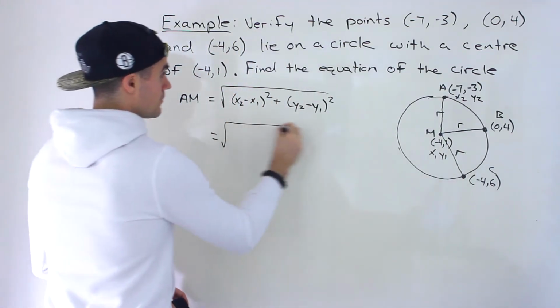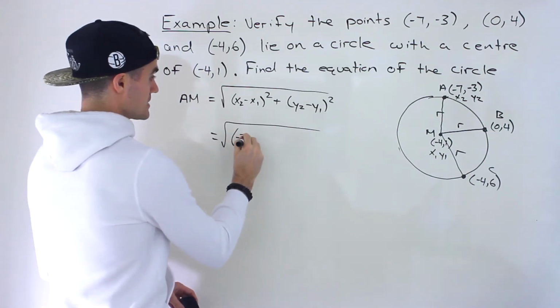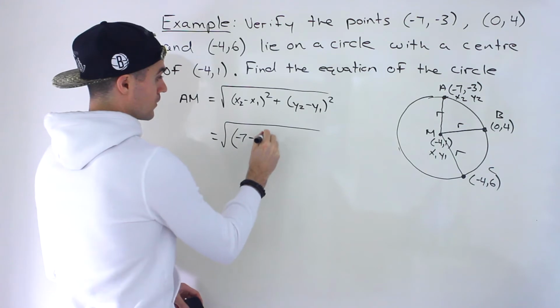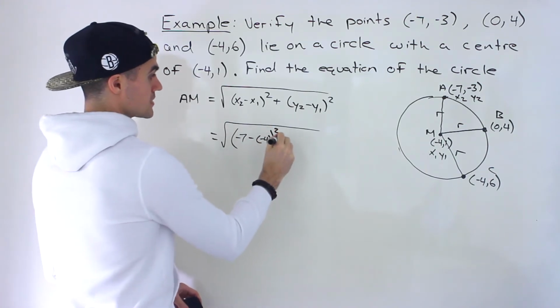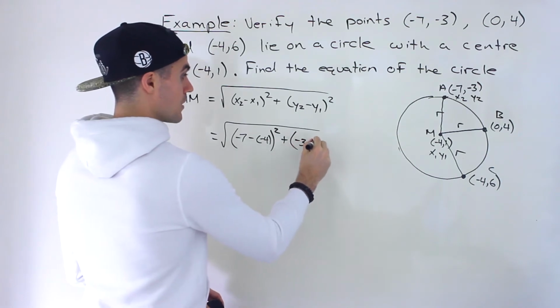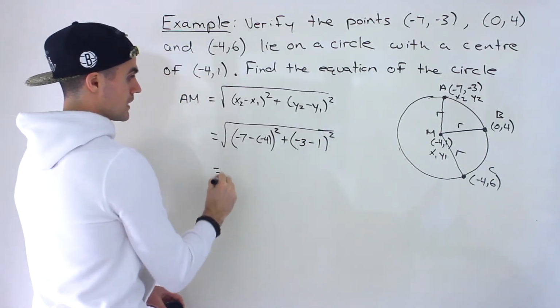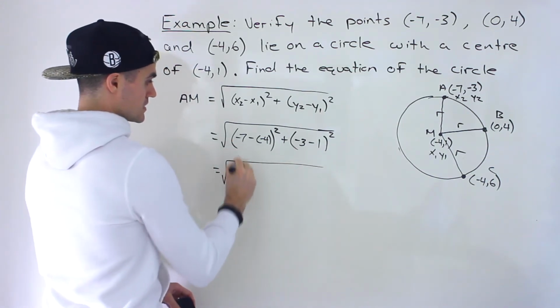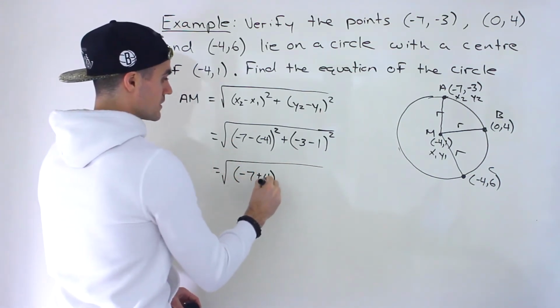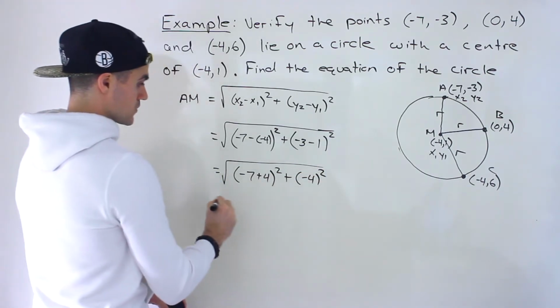So we'd end up with x2, which is -7, minus x1, which is -4. So just be careful with the bracket there. That's going to be squared, plus y2, which is -3, minus y1, which is just 1. That's going to be squared. So we'd end up with -7 plus 4. That's going to be squared, plus -4. That's going to be squared.